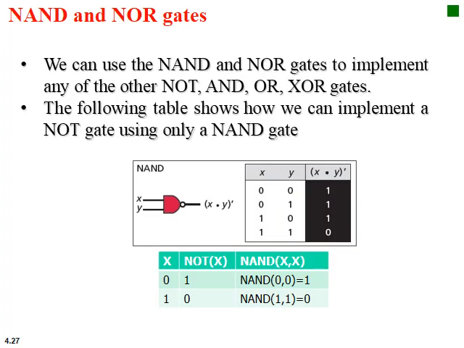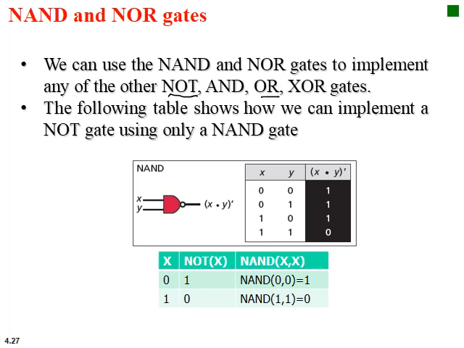We can use the NAND and NOR gates to implement any of the NOT, AND, OR and XOR gates. Today we're just going to show you examples of how we can use NAND to implement NOT and OR. The rest are really done in a similar fashion. We're not going to do it in class for the interest of time, but it's done in a similar way. We're going to try and do that by means of truth tables.